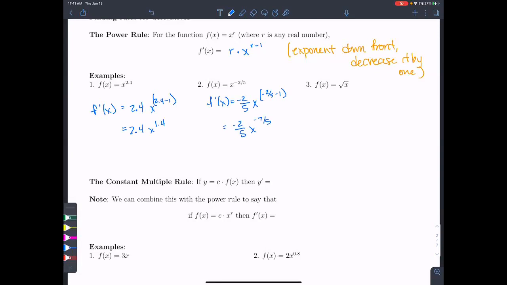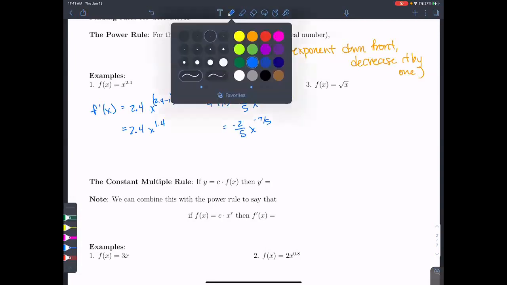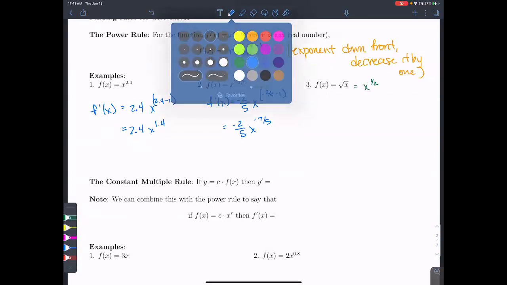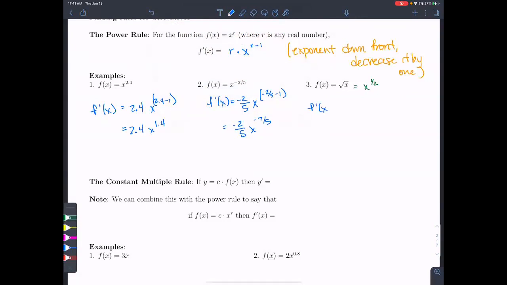Okay. Lastly, we have, I'm going to rewrite this function. So I'll do that in green. This function is x to the 1/2, right? A square root is the same thing as the power of 1/2. So f prime of x, we're going to do exponent down front, decrease it by 1. So 1/2 minus 1, so we're looking at 1/2 x to the negative 1/2.